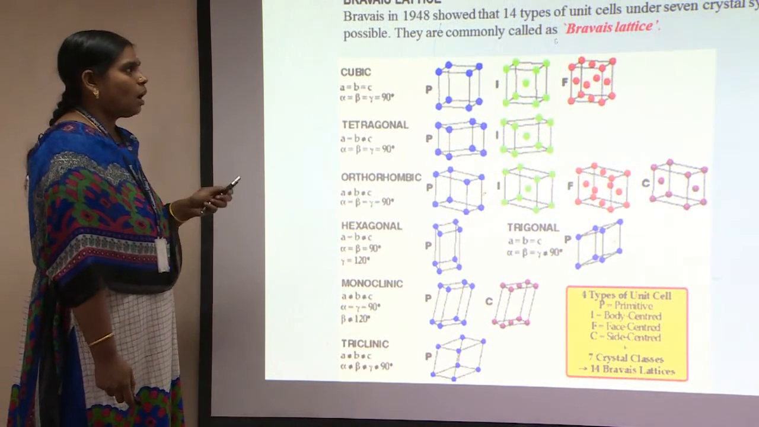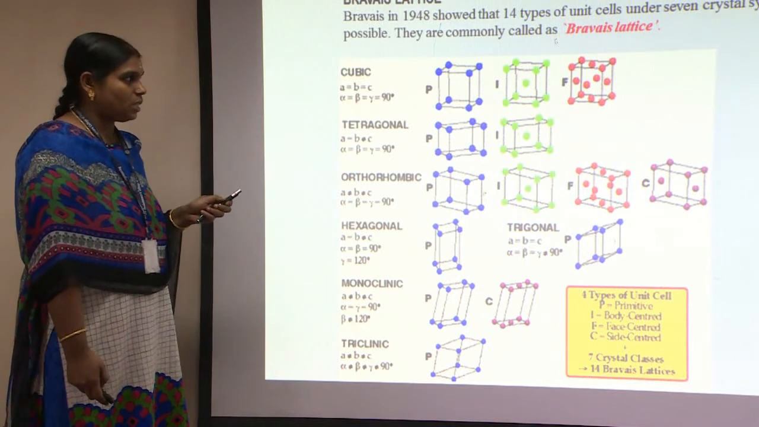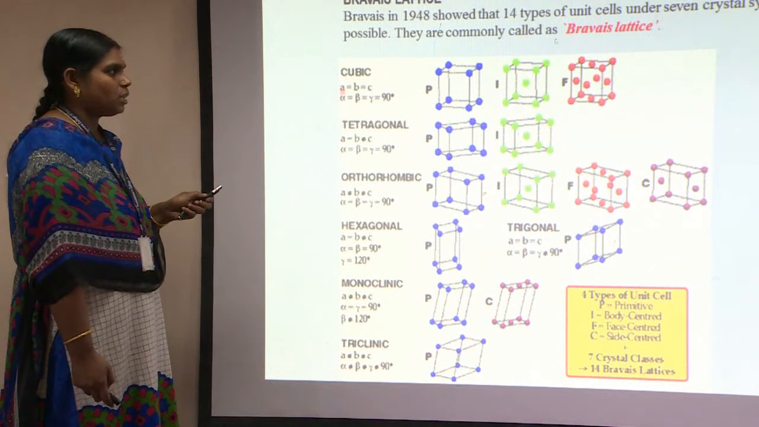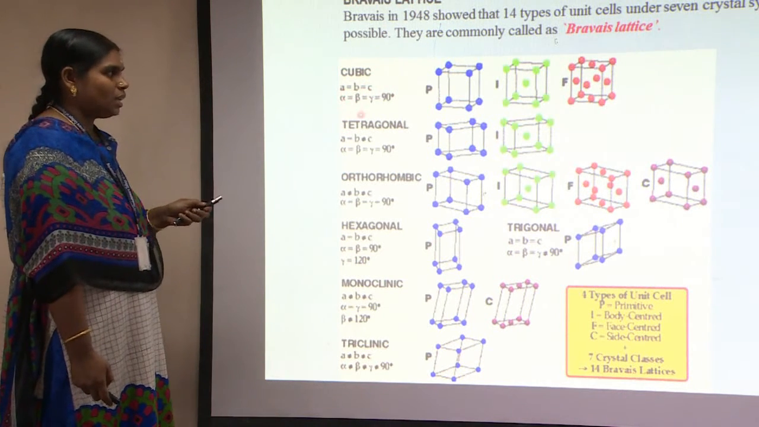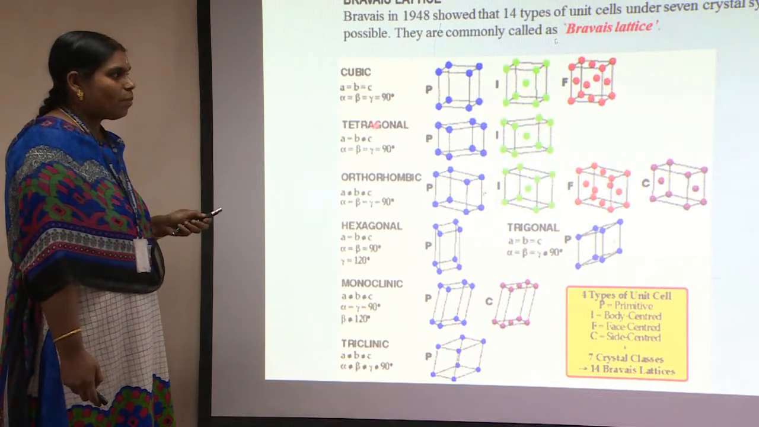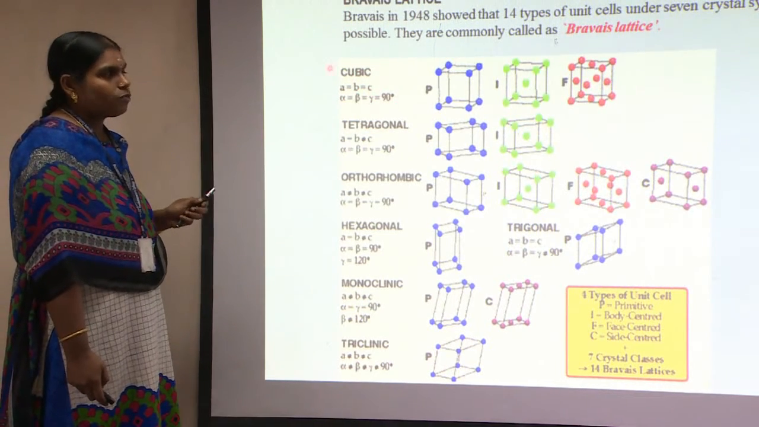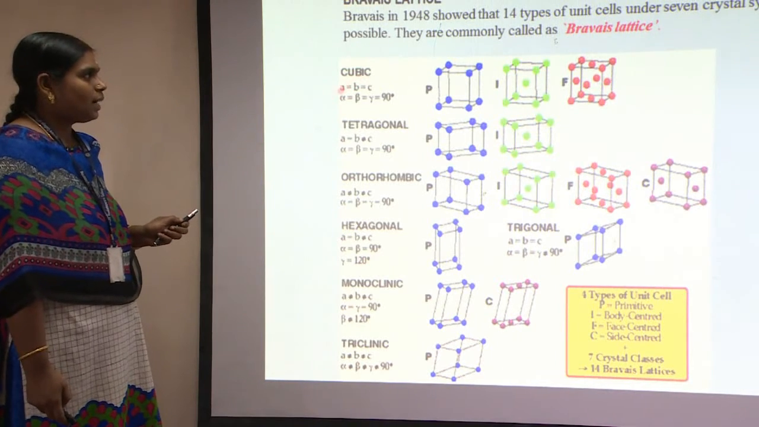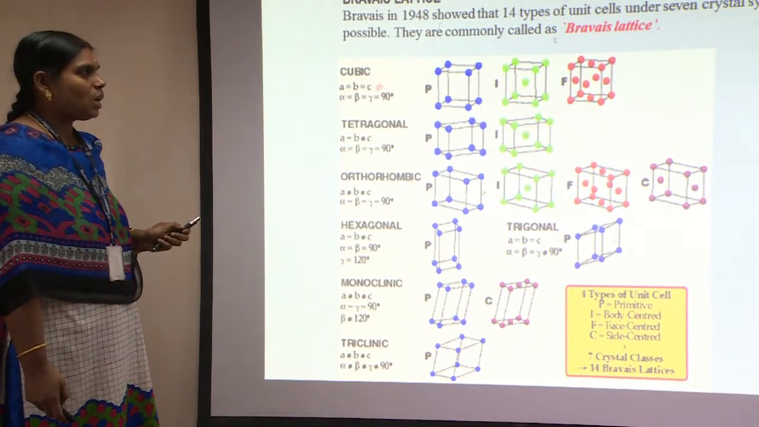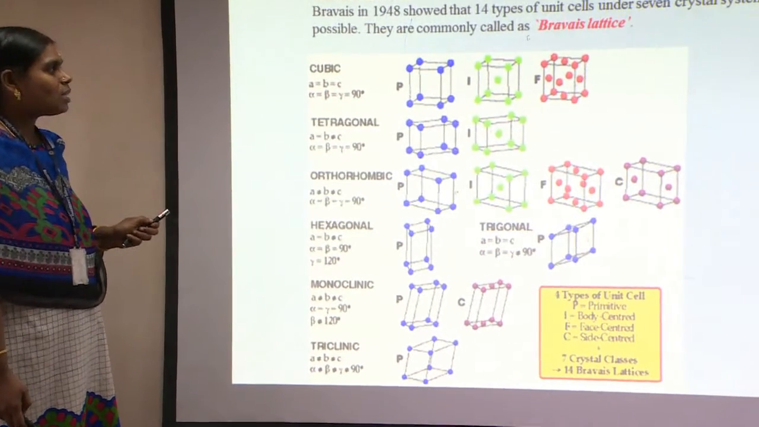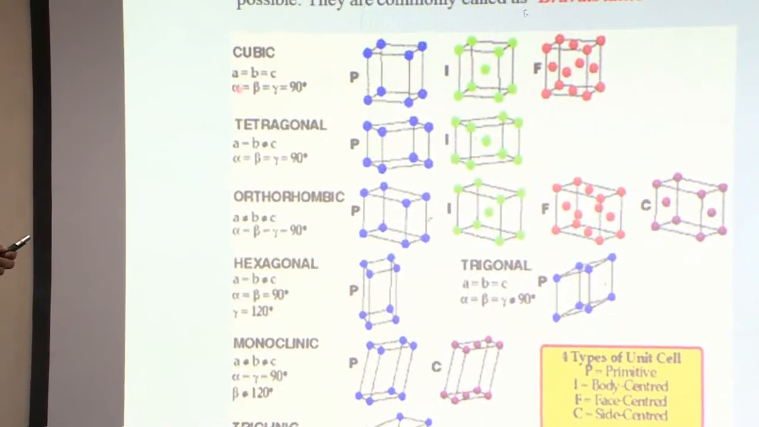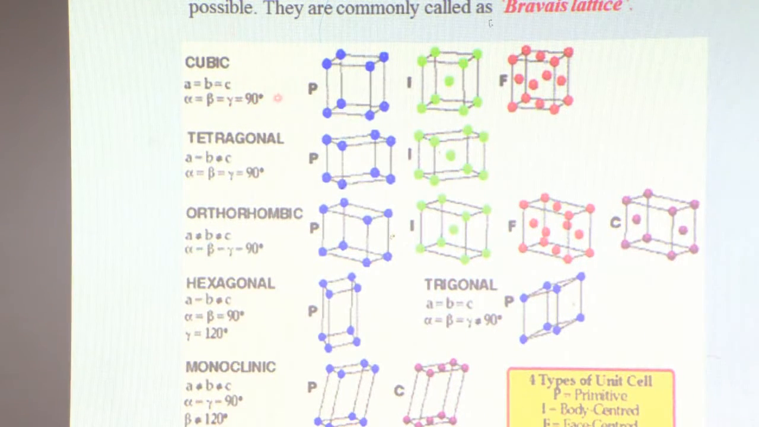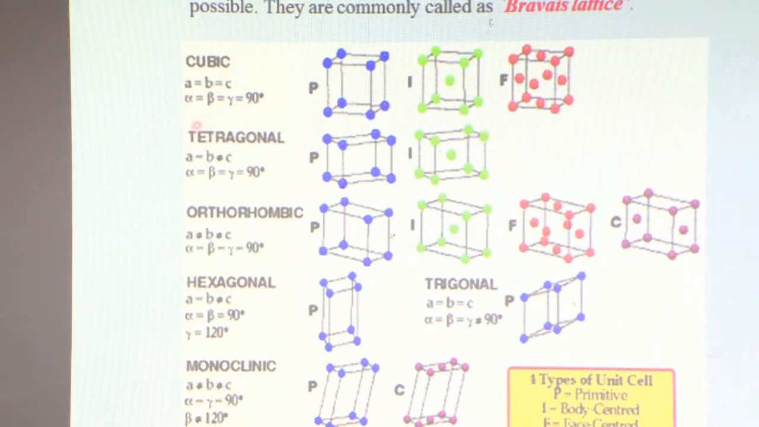Now we can see how we are going to classify the 7 crystal systems based on these parameters. Just by seeing these parameters, that is the interfacial angles and the interfacial lengths, we will be able to identify what type of crystal system it is. The first is cubic. When a equals b equals c, that means all the sides are equal, and the angles alpha equals beta equals gamma equals 90 degrees, it comes under the cubic system.